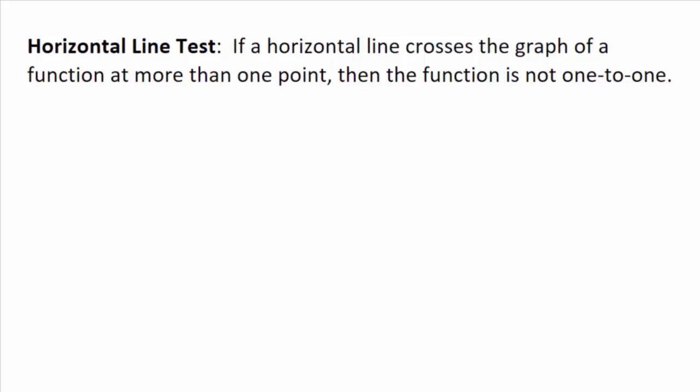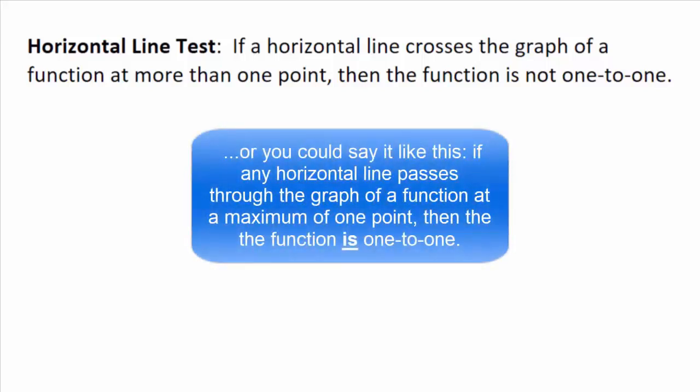So the horizontal line test is a graphical way to tell whether or not the graph of a given function is one-to-one. The horizontal line test says if a horizontal line crosses the graph of a function at more than one point, then that function is not one-to-one. In other words, it can't reach the same height value more than once, because then it would have the same output value more than once, because outputs are height values.